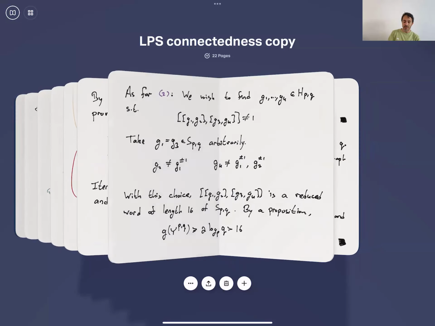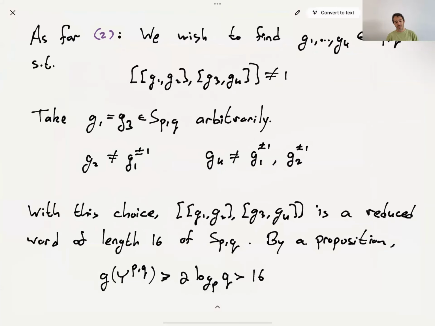Now, why isn't it meta-abelian? Well, because of this characterization, we just need to find 4 elements G1, G2, G3, G4 in HPQ, whose commutator of commutators is not 1. And the way to do so, you can do it in several ways, but take G1 and G3 to be anything you want, but equal. And make sure that when you choose G2, it's not G1 or its inverse. And G4 is not G1 or its inverse, and not G2 or its inverse.